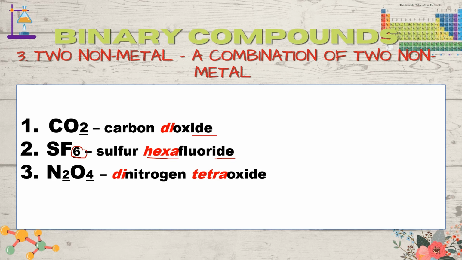Another example is a combination of nitrogen and oxygen. So the correct formula here is N2O4. So you have 2, meaning you have di, and N for nitrogen, 4 again for tetra, so you name that as dinitrogen tetraoxide or tetroxide.